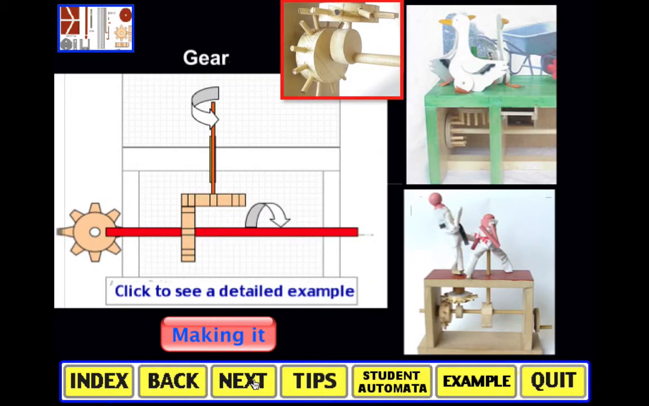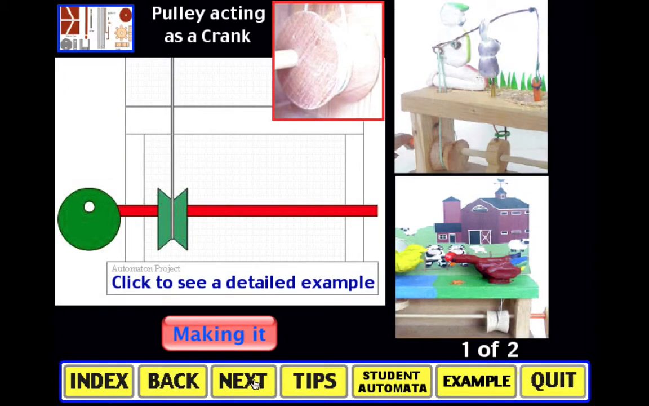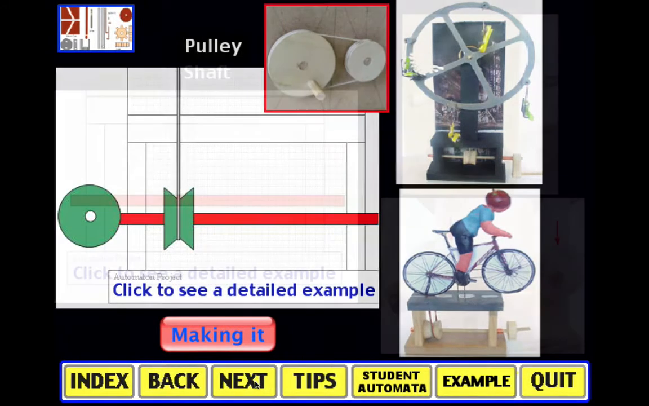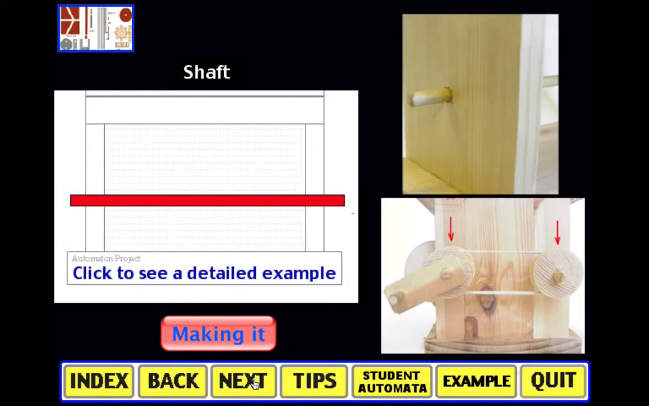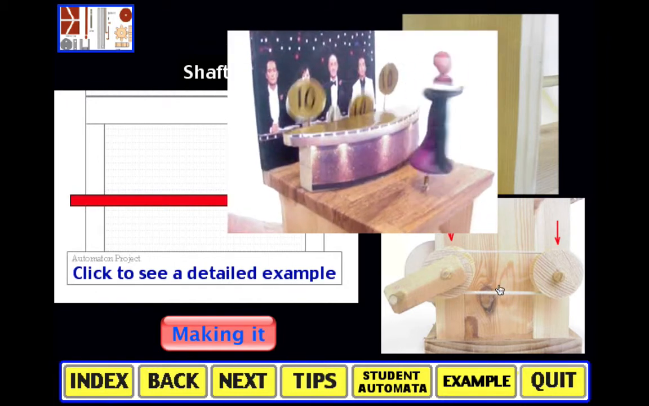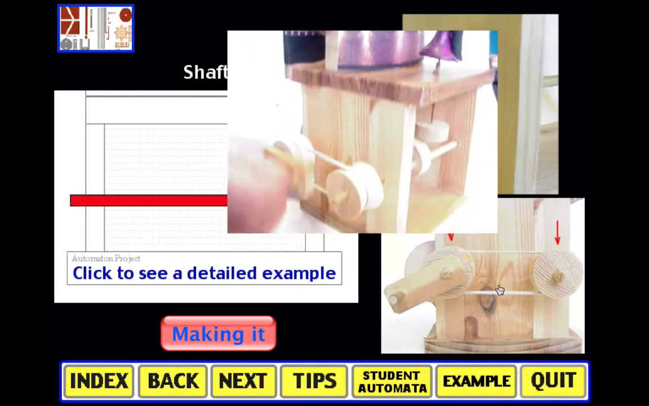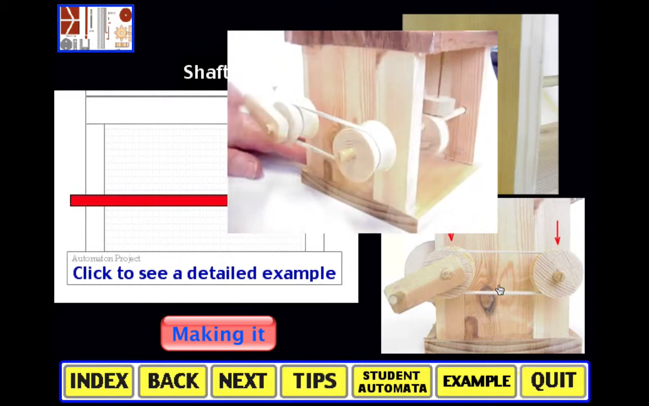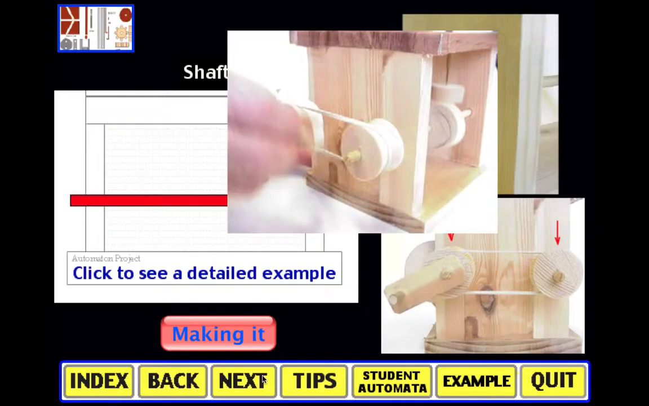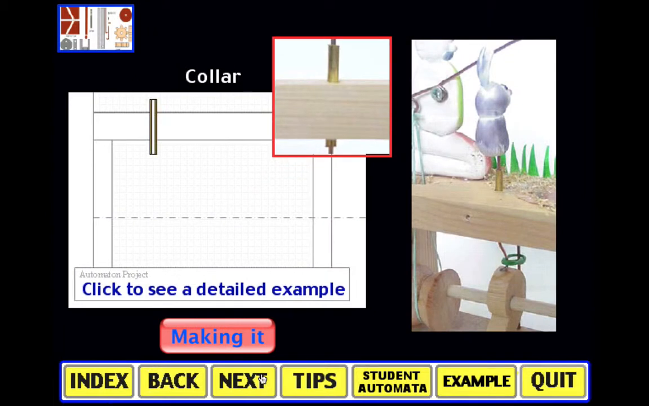Here we have one on gears, which will explain that. An eccentric cam, which acts as a pulley. Simple pulley system. Shafts are really important. Get the shaft in the right position. You might want 1 or 2 shafts. This particular shaft is using a pulley system to transfer movement from one to the other. Here a collar. Now the collar is really important.